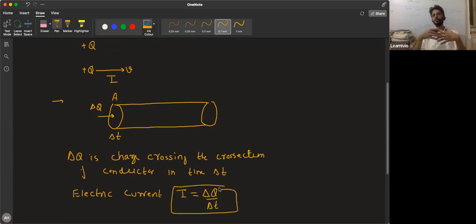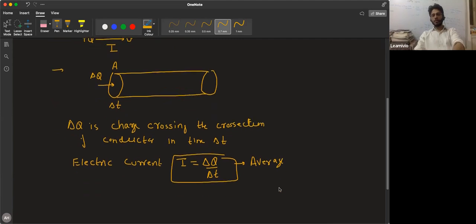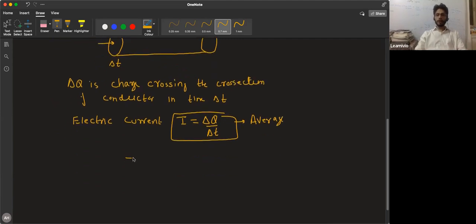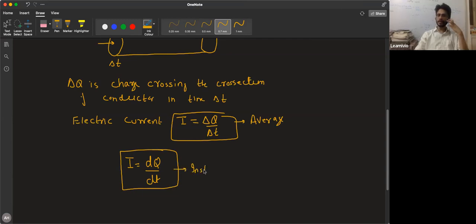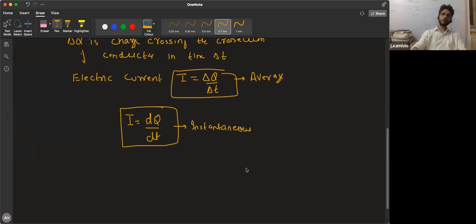See, whenever we use delta in the equation, this delta would mean that your current is an average current. But if I write this expression in this form, I is dq over dt, like if I differentiate charge with respect to time, that means your current is an instantaneous current.